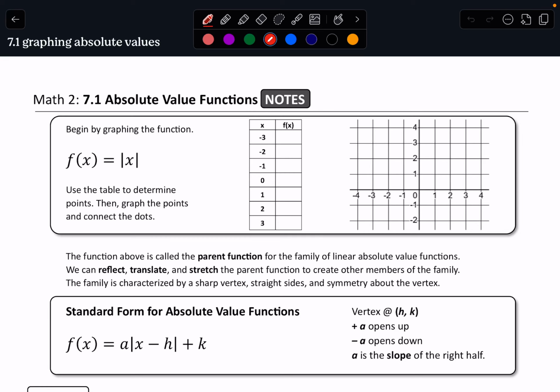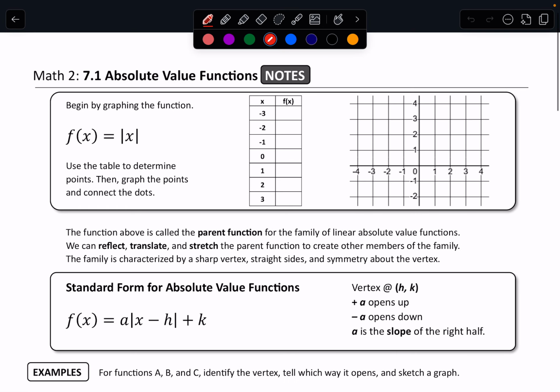All right, so 7.1, we're talking about absolute value functions, which is something that you might be a little bit familiar with from previous classes. For some of you, this might be brand new. So we're going to look at the graph and what an absolute value function looks like. So over here on the left, it says begin by graphing the function f of x equals absolute value of x, but it's got these two bars on the side of it.